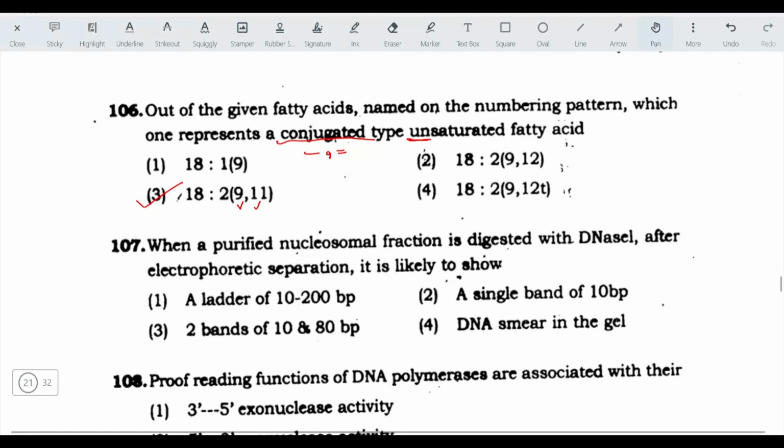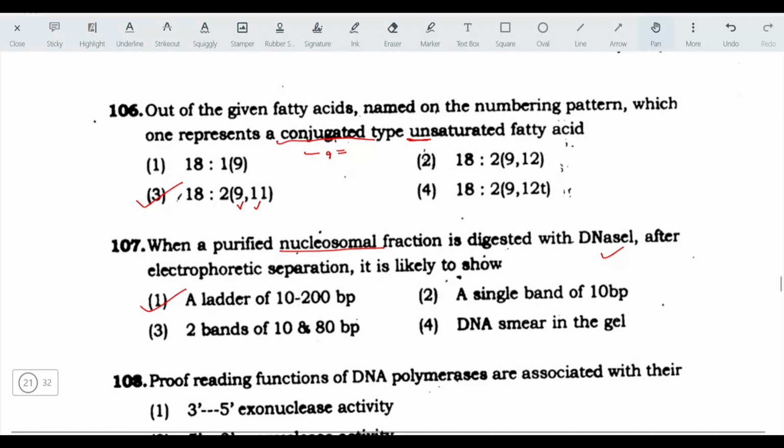So next question, when a purified nucleosomal fraction is digested with nuclease after electrophoretic separation, it is likely to show. The answer is a ladder of 10 to 200 base pairs. And why does it happen? Due to the protection offered by histones.